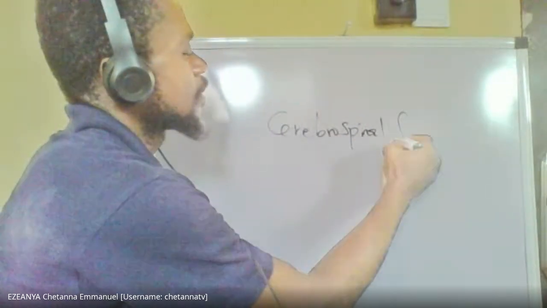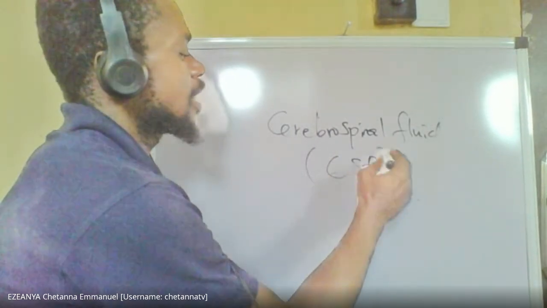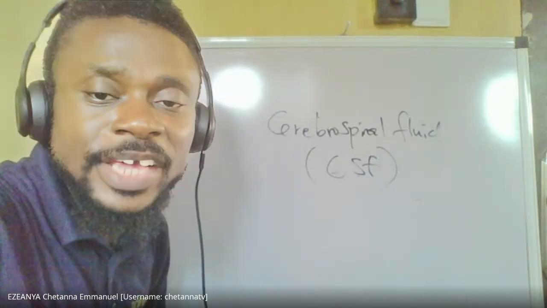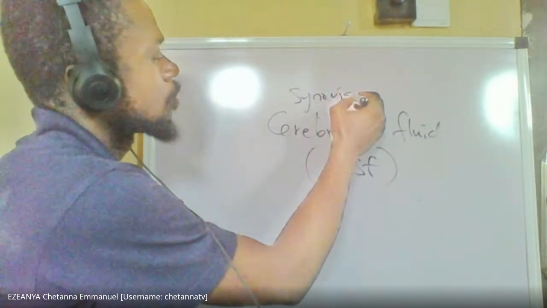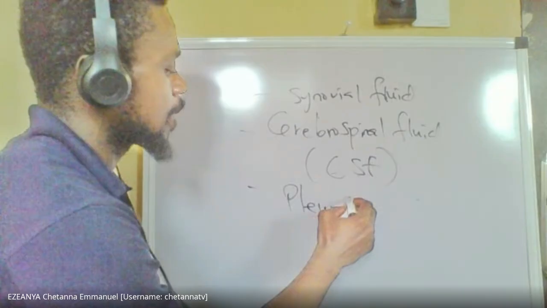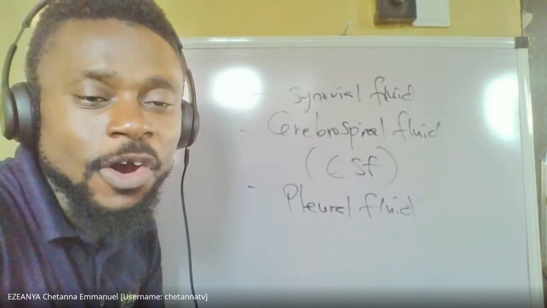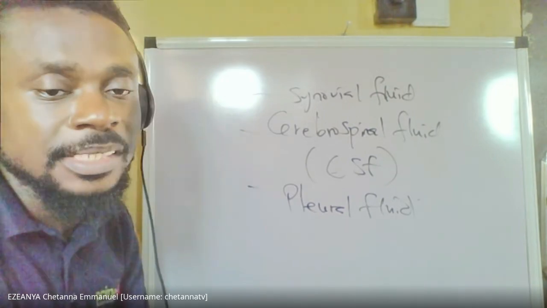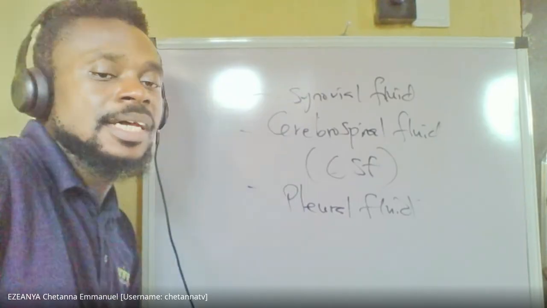Cerebrospinal fluid, CSF. Fluids such as cerebrospinal fluid, synovial fluid, pleural fluid are collectively known as: A, internal fluid; B, transcellular fluid; C, intracellular fluid; D, extracellular fluid.